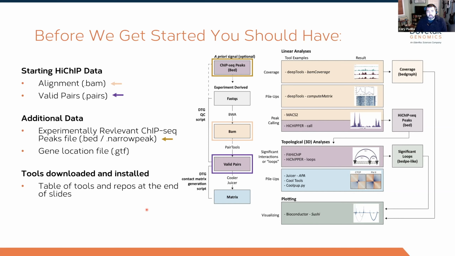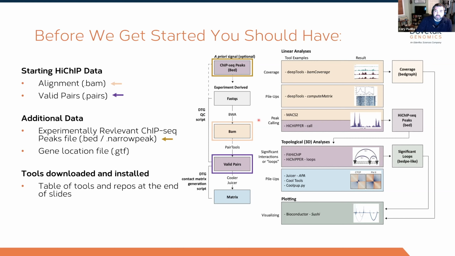So before we get started, if you're going to follow through this workshop tutorial, the things that you should have are your alignments in BAM format. You should have your valid pairs files in .pairs. And then you should have experimentally derived ChIP-seq data. You might be able to grab these from ENCODE. You might have these from other previous ChIP experiments, but we highly recommend having ChIP-seq data to ask questions about this interactome data type, as long as it's anchored over a DNA protein binding site.